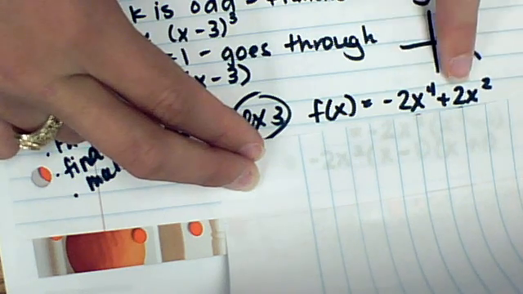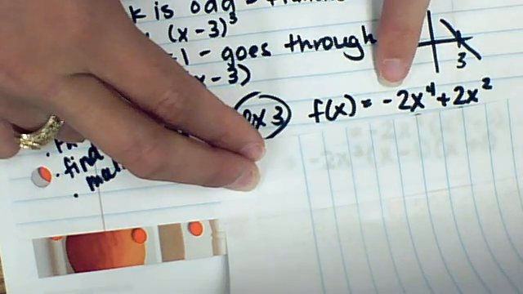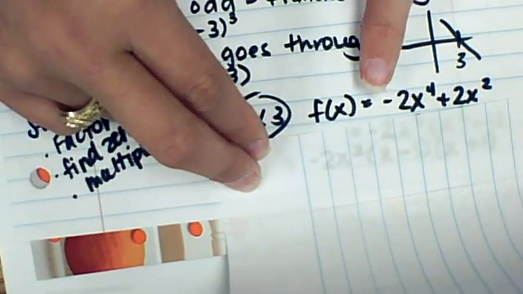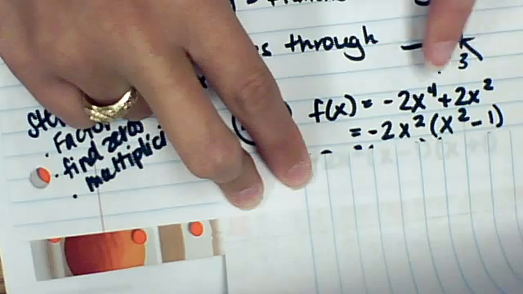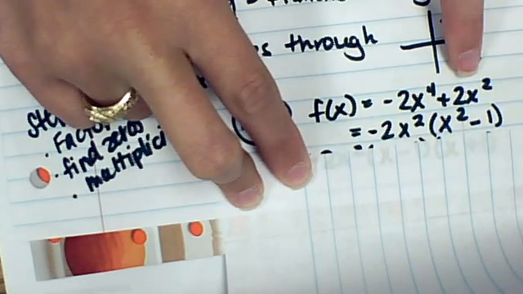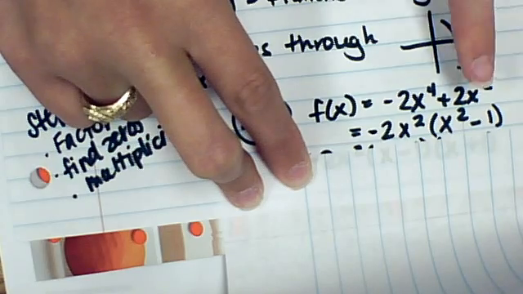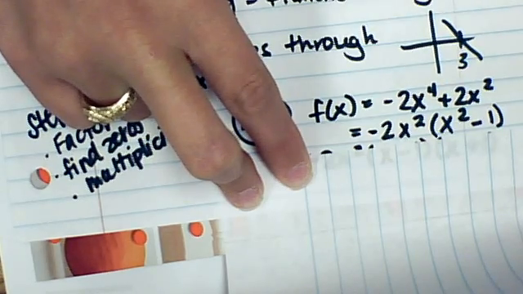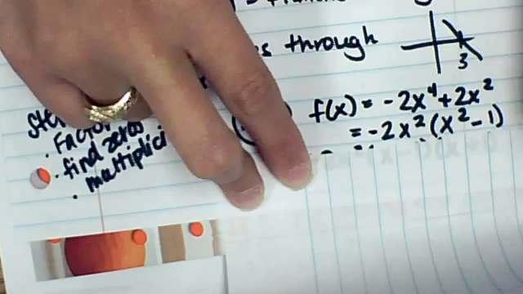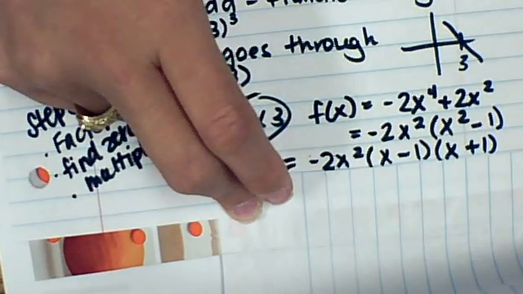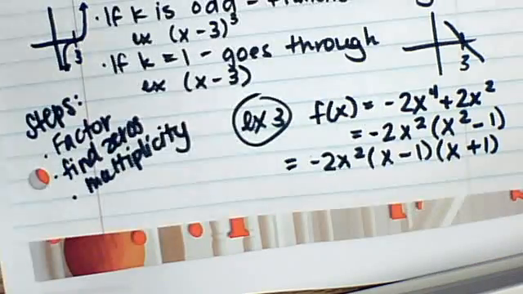What's in common here is the 2 and x squared. Because it starts out negative, I'm going to take the negative out. So the thing I can factor out is negative 2x squared, and what remains is x squared minus 1. Remember to flip that sign if you take out a negative, if it started out positive. We also know that x squared minus 1 can be factored again because it's the difference of perfect squares. So I have negative 2x squared times x minus 1 times x plus 1. And now my polynomial is completely factored, and I can start to look at the multiplicity.